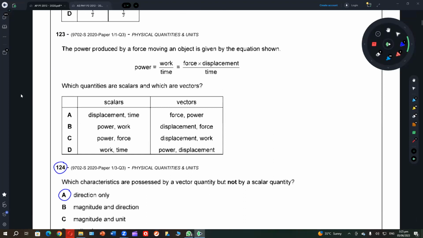The power produced by a force moving an object is given by the equation shown. Power is equal to work upon time, force into displacement upon time. Now that looks to be an easy question. It's a memory question. Displacement is not scalar, so A is wrong. Work is also a scalar. Power is also scalar. So B is the answer.